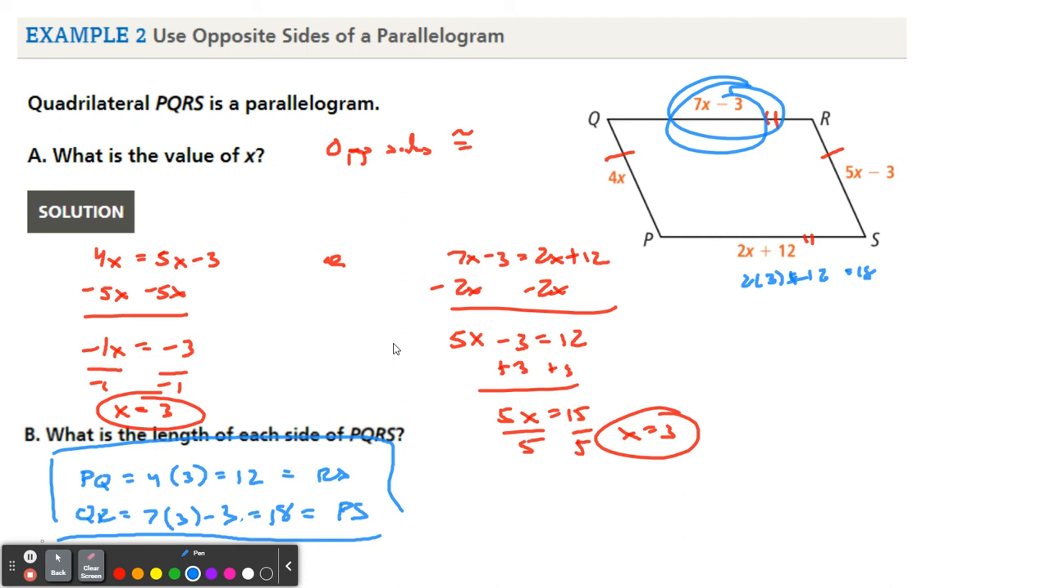All right, I'm going to stop the video there. We're going to move on to angles next, with video 2. Keep watching.